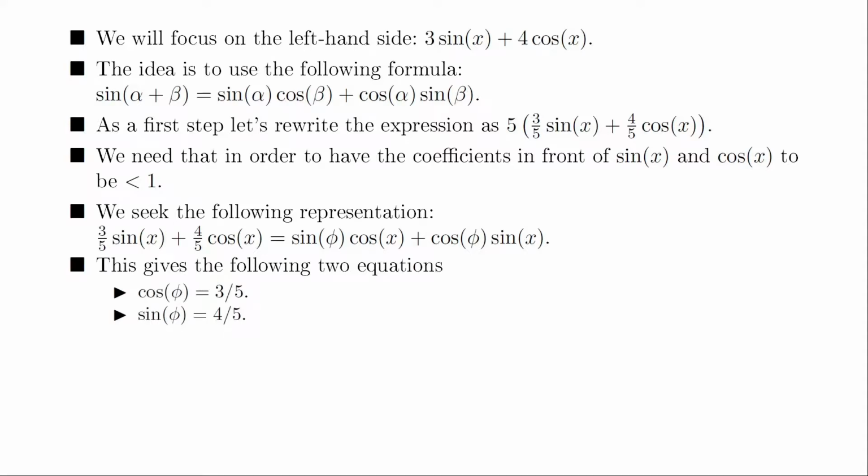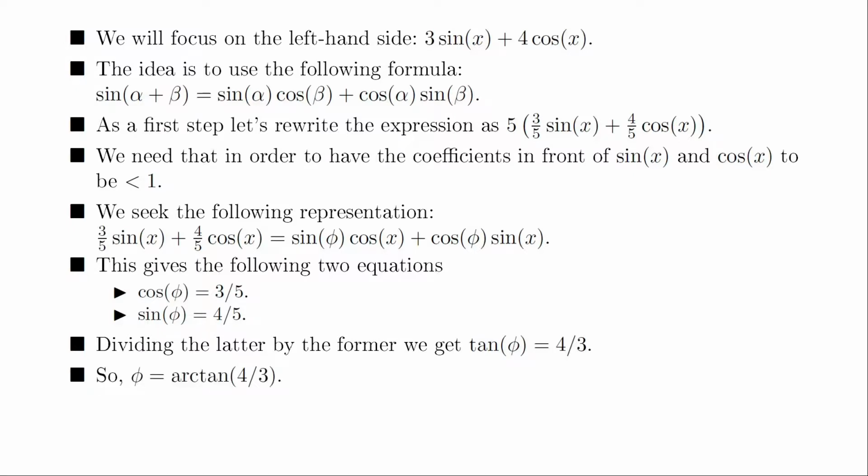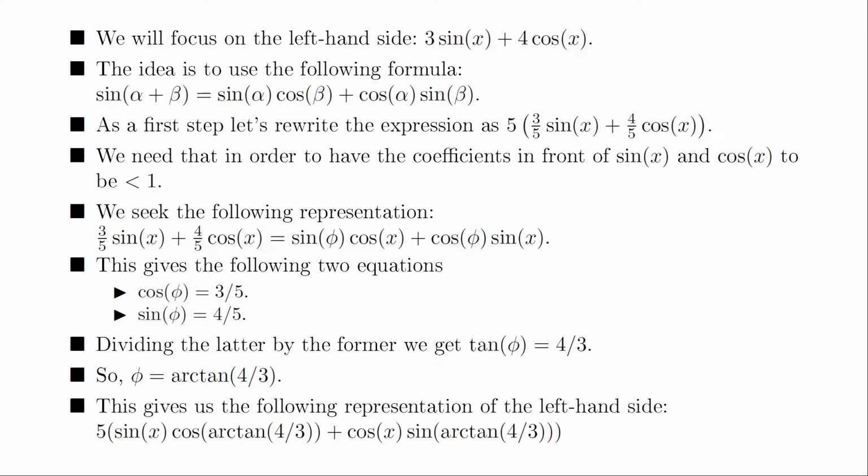This gives us the following two equations. Cosine of phi must be equal to 3/5, and the sine of phi must be equal to 4/5. Dividing the latter by the former, we get that the tangent of phi is equal to 4/3. So phi is equal to the arctangent of 4/3. This gives us the following representation of the left-hand side: 5 times (sine of x times the cosine of the arctangent of 4/3 plus cosine of x times the sine of the arctangent of 4/3).